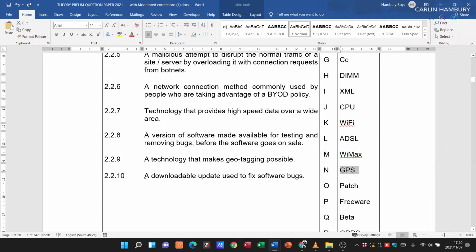And then lastly, 2.2.10, a downloadable update used to fix software bugs. And that's just underneath GPS. That's going to be our patch.